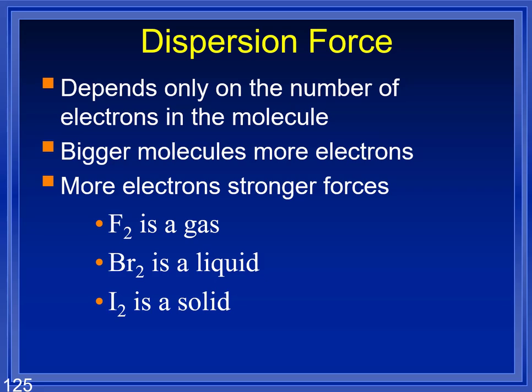Okay? The one in the middle is too much on one side. That gives that side a negative charge. So the more electrons, the better they can do this.